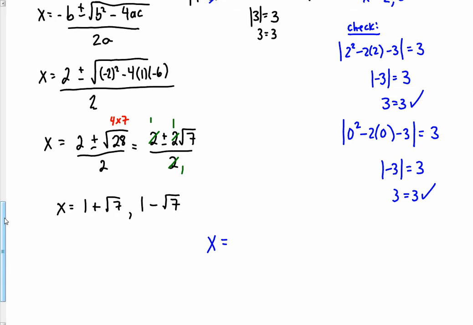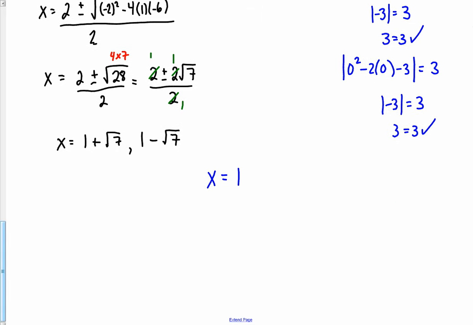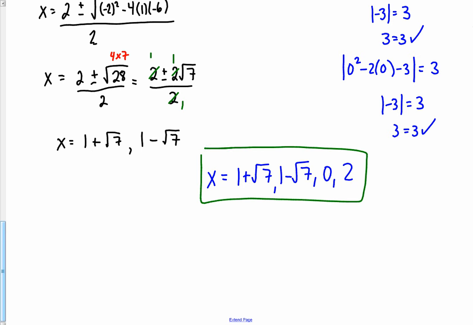4. It has the solutions of 1 plus root 7, 1 minus root 7, 0, and 2. You should always write a conclusion, guys, of what it actually equals and circle that. So I know if there was extraneous. Move up. Okay.